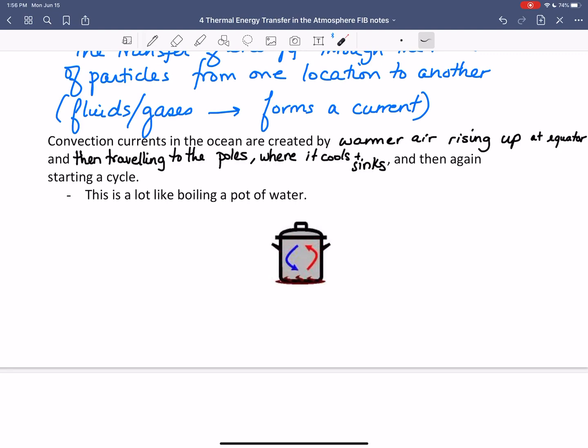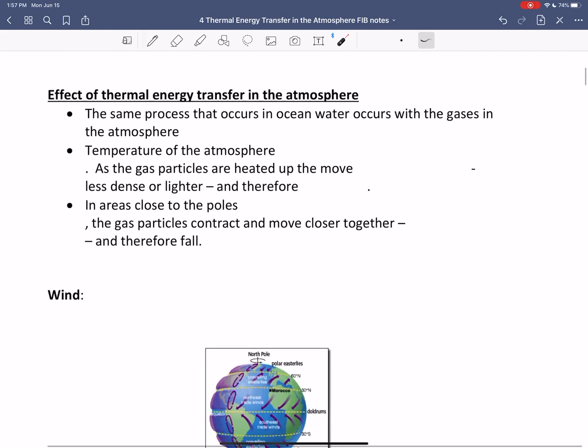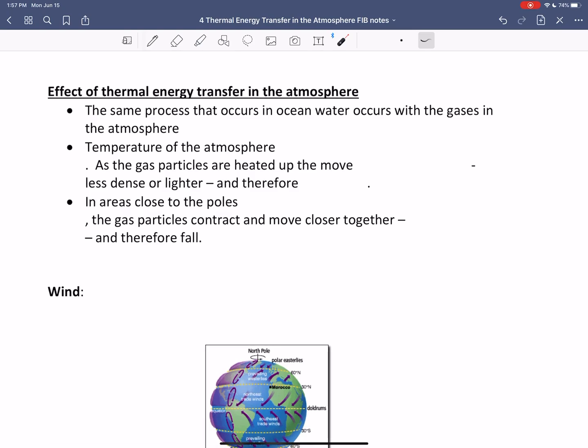And so when you have a pot of water, it's the same thing. This is where our heat is, and our water is down here, and then the water is going to go to the top, pushing cold water down. Cold water is going to get heated up by the flame, and it's going to go up. And so it creates this circulation pattern that we would see on our planet as well. The same process that occurs in the ocean water occurs in the gases of the atmosphere.